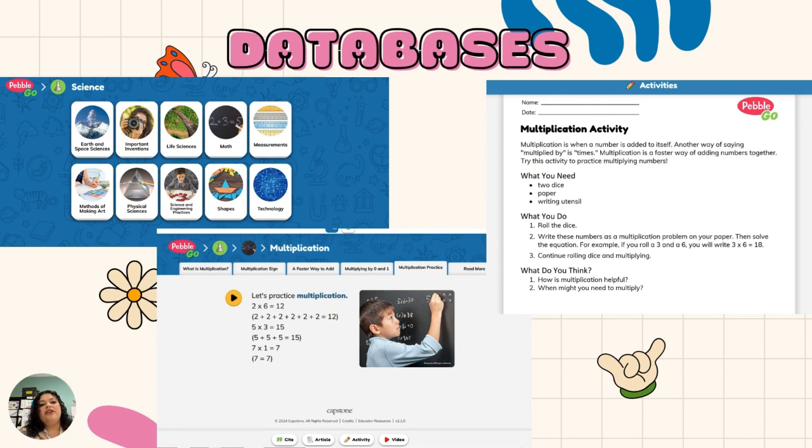The other databases we have, like I said, is Pebble Go. Pebble Go is more focused on science, but since we do have math teachers, it also has a math component. It has just the regular math, it has measurements. Under the math section, because I know we are focusing on multiplication at this grade level, it has multiplication practice and it's a little mini lesson, but it also includes activities that you can use or worksheets if you want the students to fill one out.